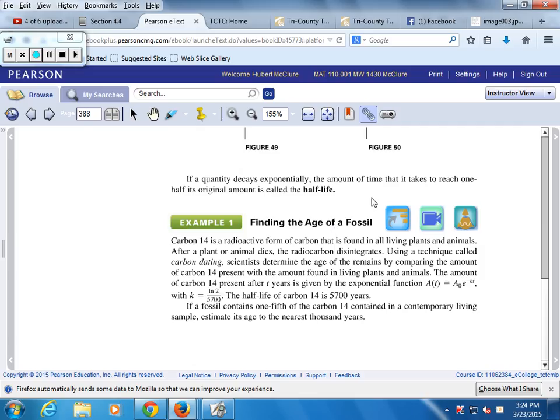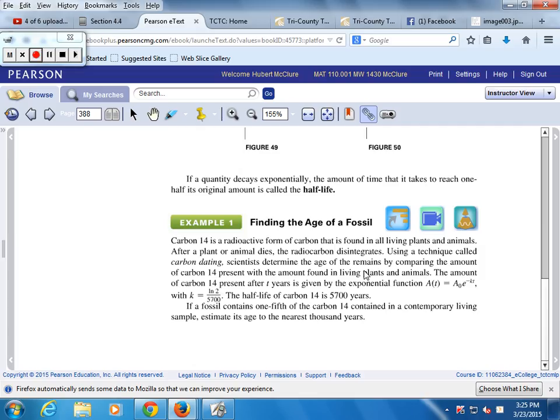That is called carbon dating. You'll see this type of question on a standardized test, whether it's the SAT or another, because for some reason they love putting these on those tests. Carbon-14 is a radioactive form, meaning it has a half-life, that is found in all living plants and animals. Using carbon dating, scientists determine the age of remains by comparing the amount of carbon-14 present with the amount found in living plants and animals.